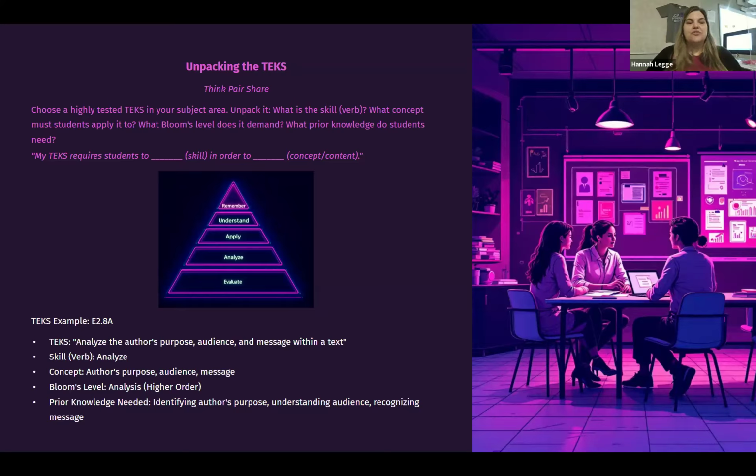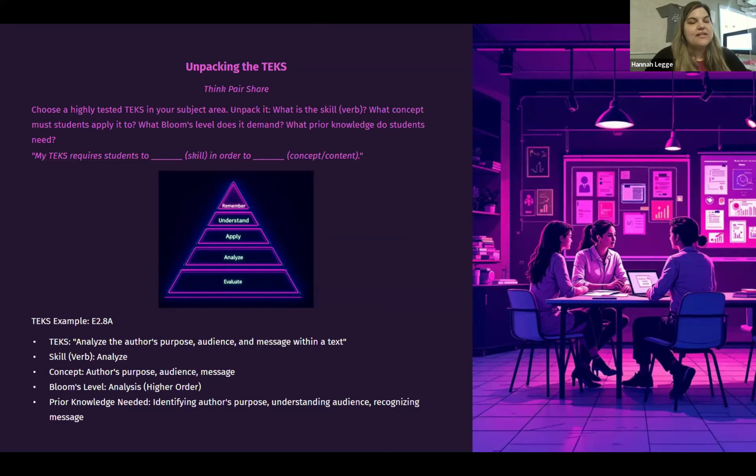And then I have a sentence starter for you. My TEKS requires students to, in order to, and I also have an example at the bottom. So the TEKS is analyze the author's purpose, audience, and message within a text. The verb is to analyze. The concept is author's purpose, audience, and message.